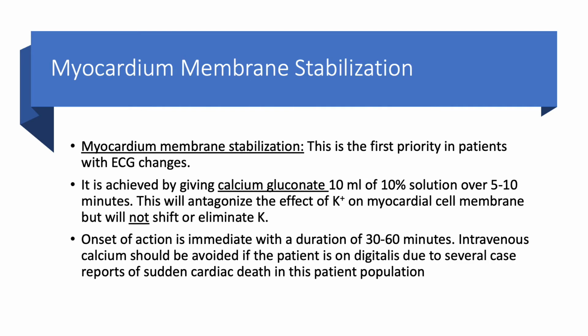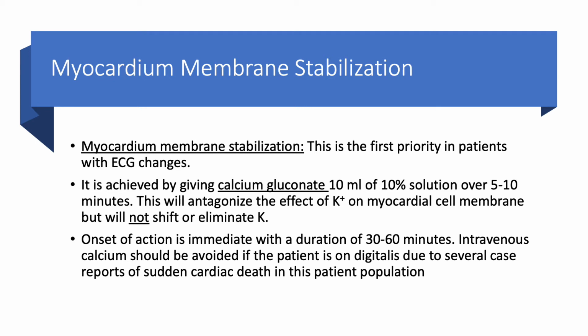First thing we need to do is myocardium membrane stabilization. We need to do that if we have EKG changes. In other words, if you have hyperkalemia and no EKG changes, do not give calcium gluconate. Now, if you do have EKG changes, give 10 ml of 10% solution. This is 1 gram of calcium gluconate intravenously. You don't drip it over 30 minutes or 1 hour like you normally do. You give it over 5 to 10 minutes.